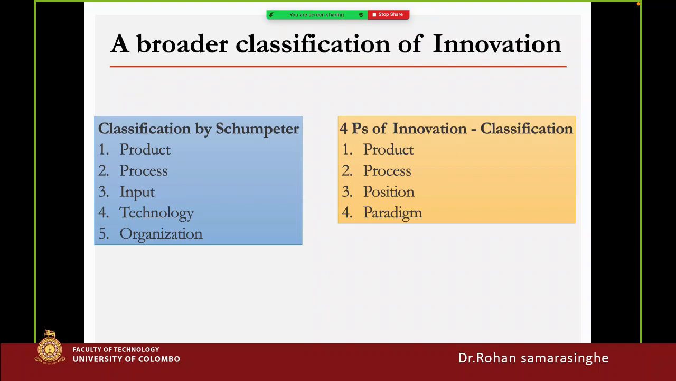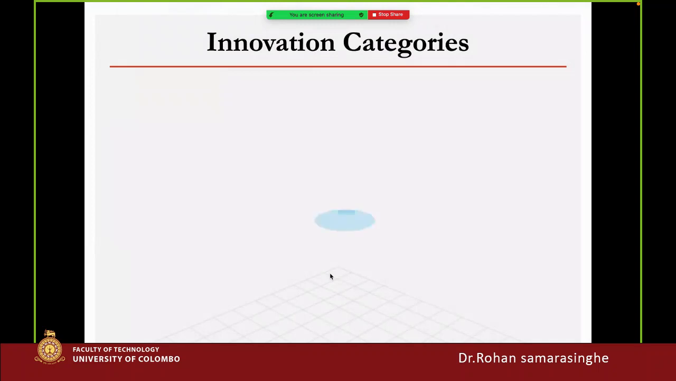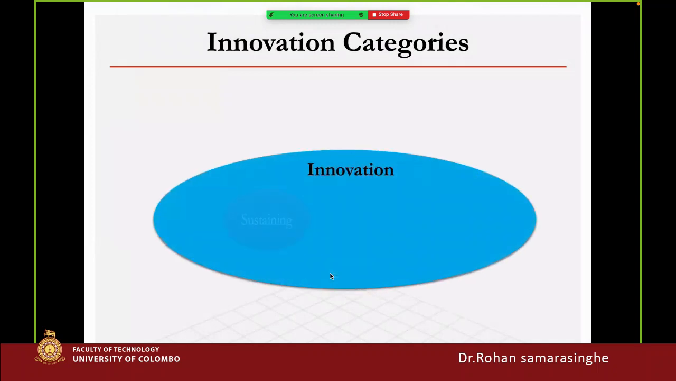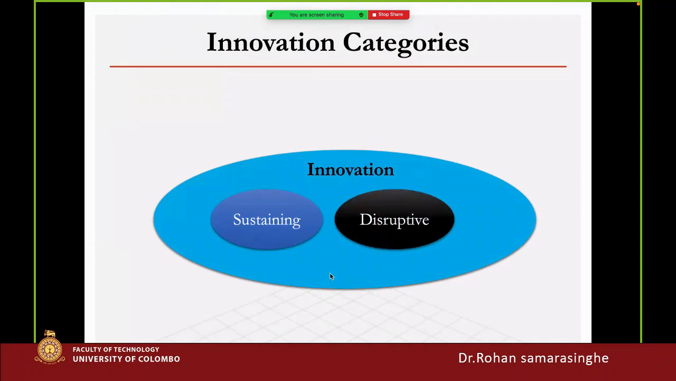And normally there are the 4 P's of innovation, because they start with P: product, process, position, and paradigm innovation. So there are two types of categories, and most of these categories can be found to have similar things. And once again, we can categorize innovation as sustaining innovation and disruptive innovation. What are sustaining innovations and what are disruptive innovations?